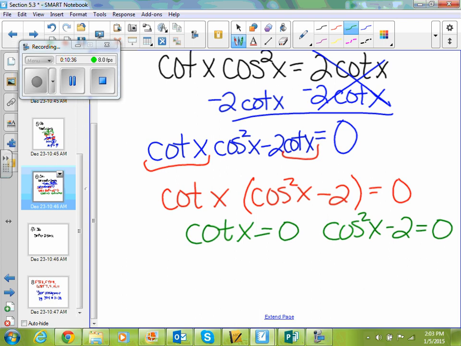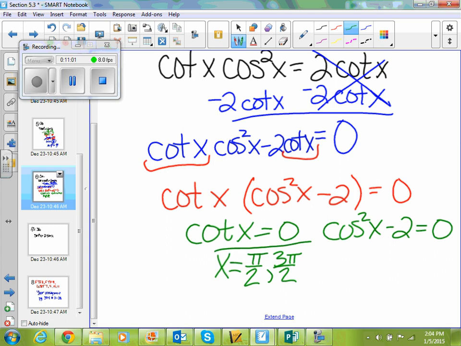Okay, so cotangent is the inverse of tangent. So where is tangent equal to 0? Because that's where cotangent will also be equal to 0. Okay, so pi over 2 and 3 pi over 2. So I know those are my cotangents.